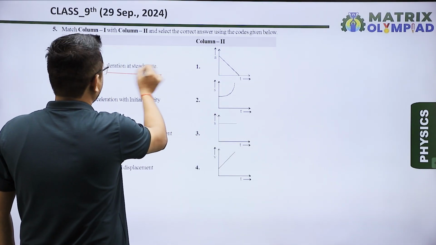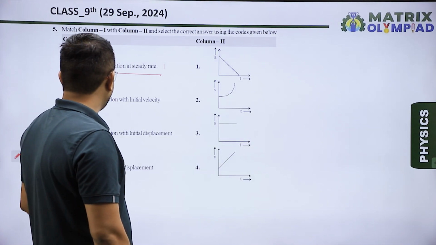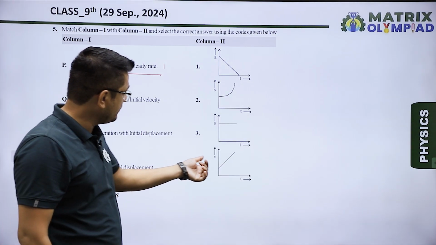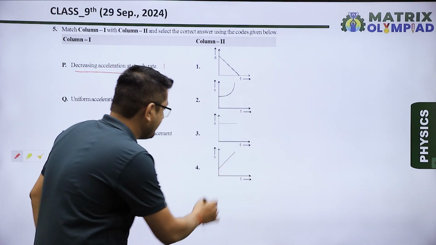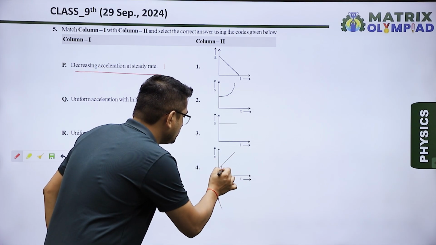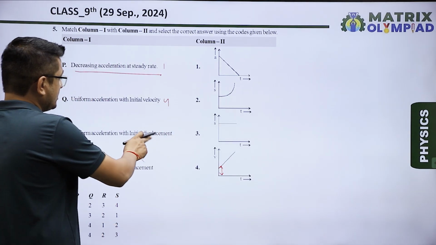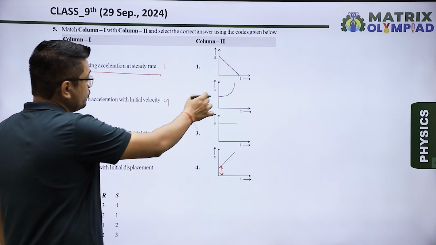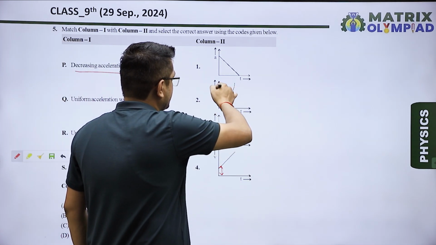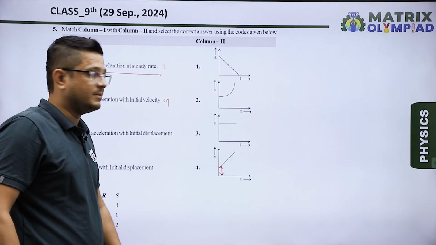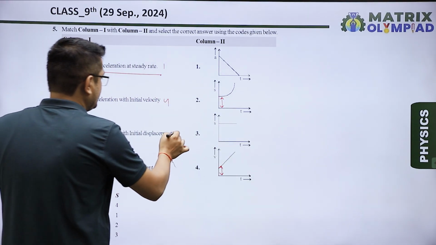So for P, I will write 1. Uniform acceleration with some initial velocity. So when there is acceleration, the graph between velocity and time will be a straight line like this, and it has some initial velocity. Okay. So for Q, I will write 4. Uniform acceleration with some initial displacement. In graph 2, we can see the displacement traveled in a fixed time interval is increasing. That means this graph is showing acceleration, and it also has some initial displacement. So for R, I will write 2.